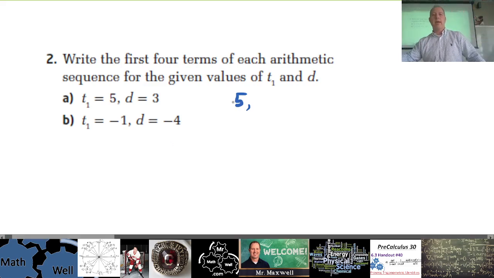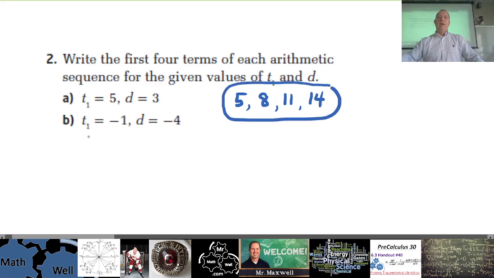term. Okay, so 5 plus 3 would be 8. And then, what do I do next? 8 plus 3. So I'm going to write 11. And then 11 plus 3 is 14. And that's the first 4 terms, right? Okay, so do you guys agree with that?